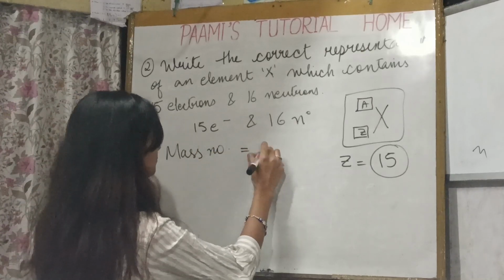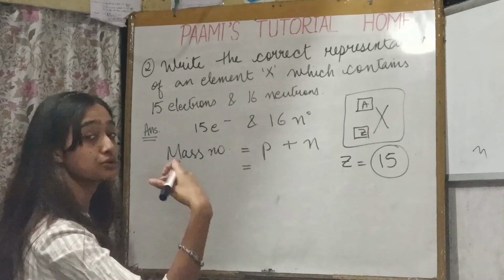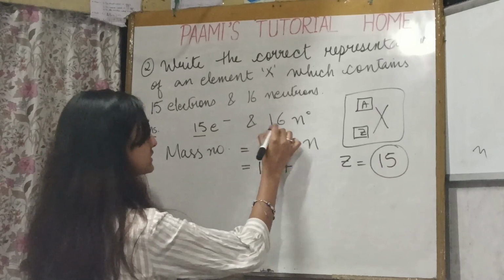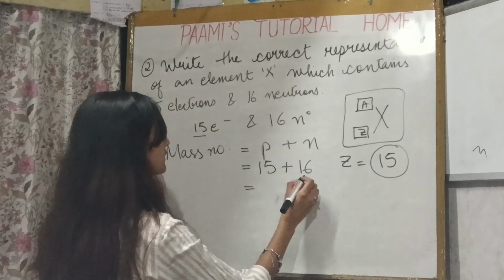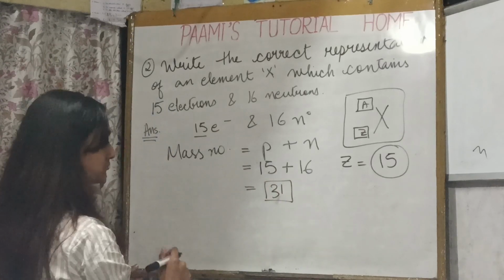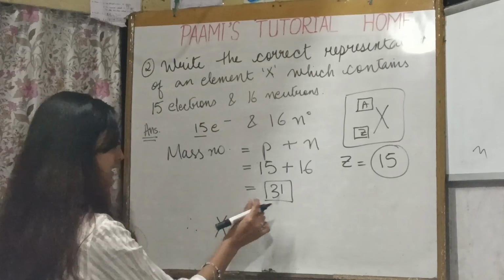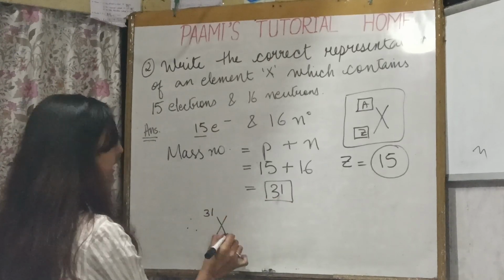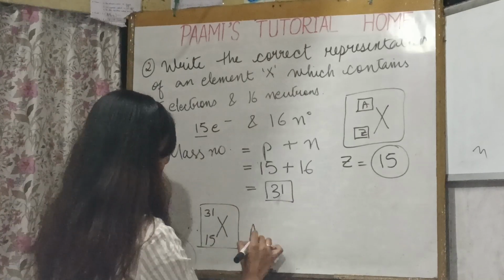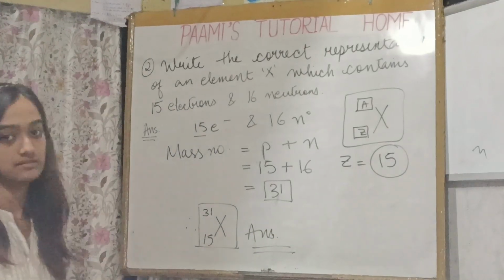Mass number is equal to protons plus neutrons. So electron number is equal to proton number. So proton is 15 and neutron is given to us as 16. 15 plus 16, that is 31. So this is our mass number. So how do we represent the element? Therefore, X, this is our mass, so 31 on top and the atomic number is 15 down. So this is your answer. Okay. Easy, right? Very easy.